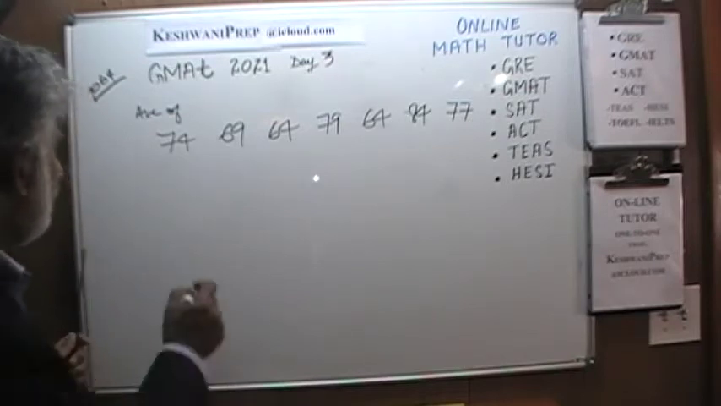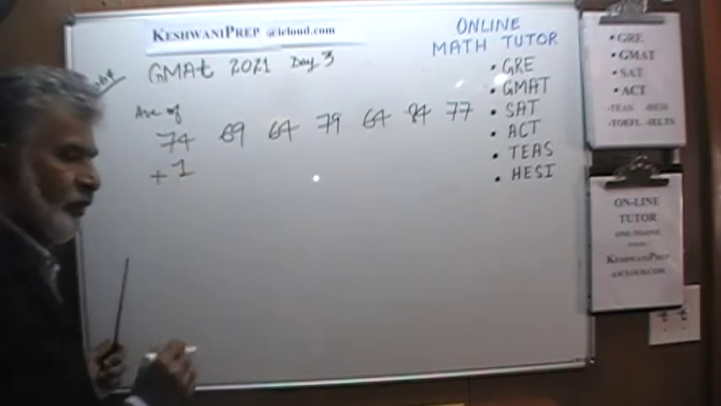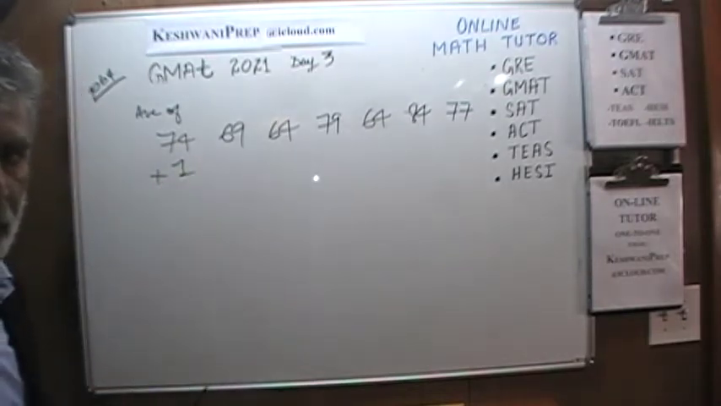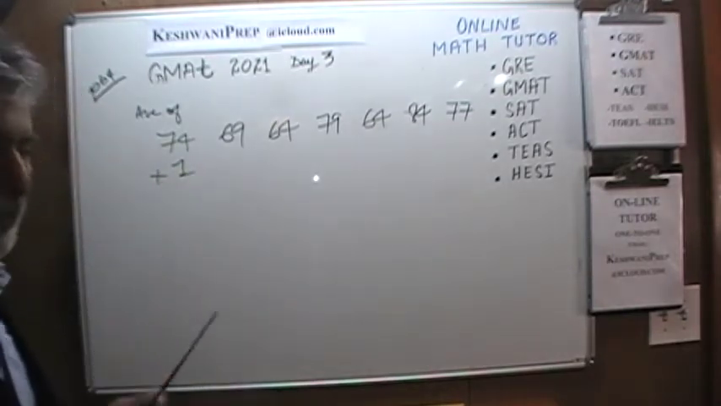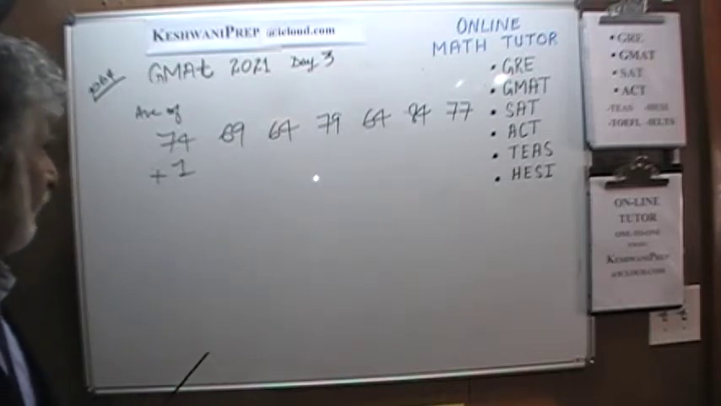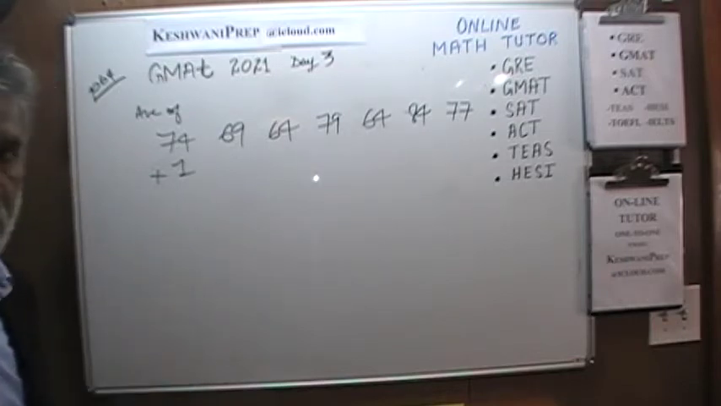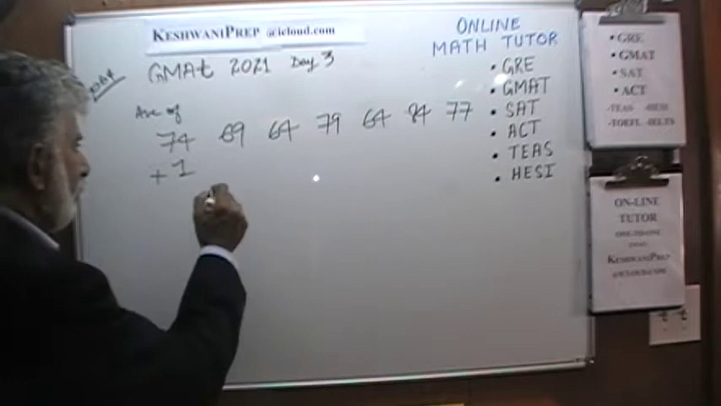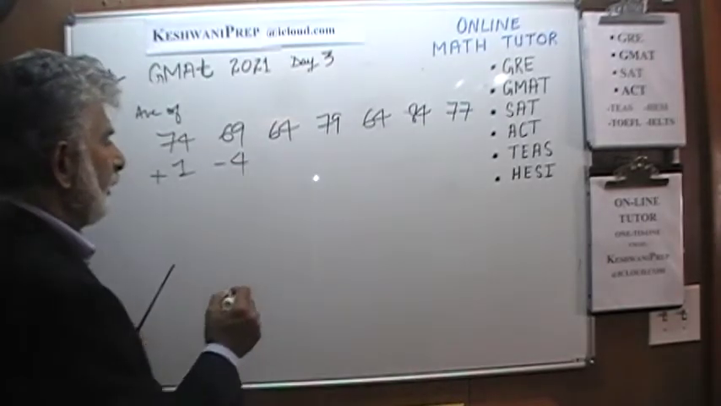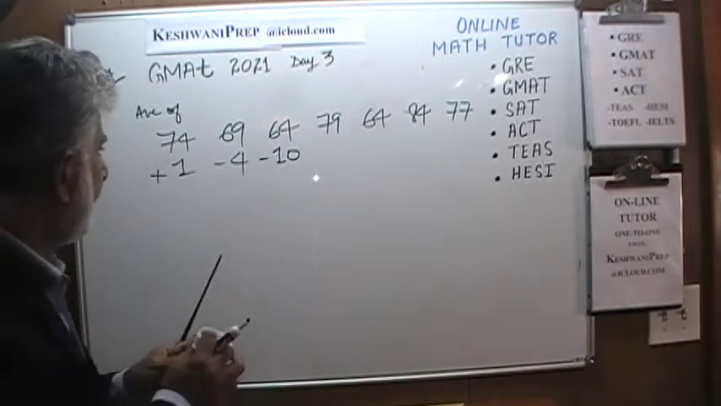The first one has one more dollar than he needs to have. Think of this in terms of money if you like. We want everybody to have $73. This guy is one more dollar than he should have. This poor guy is $4 short. This guy is $10 short. 64 would be $9 short.